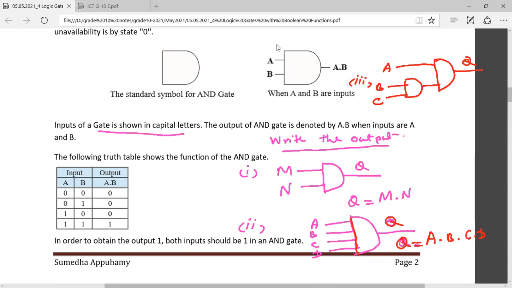Does anyone have a different answer? According to the theory, how can you write this? So this is A, right? So Q is equal to A dot. Then what is this? This is B dot C. So you can write B dot C.